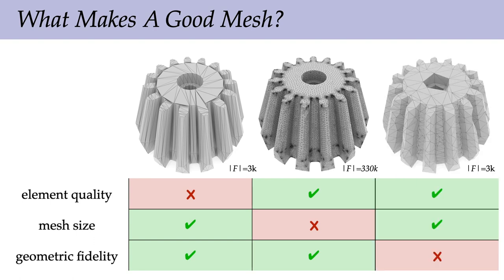Or how about this last gear? Well, the surface is just wrong. The triangles no longer accurately represent the gear that we really care about. A good mesh satisfies all three conditions simultaneously. It provides a good approximation for the true geometry that we care about, it doesn't use too many elements, and its elements are good. For now, we'll focus on the Delaunay condition as a measure of element quality, although later we'll also consider other possible quality metrics, such as minimal angle bounds or face area distributions.